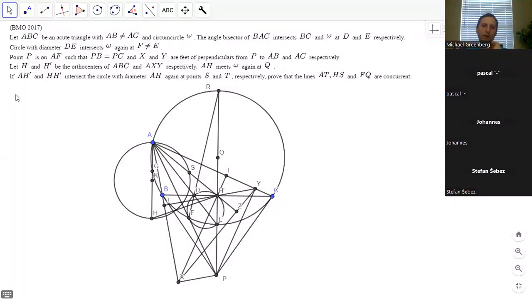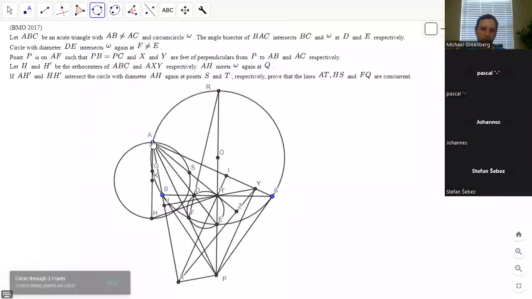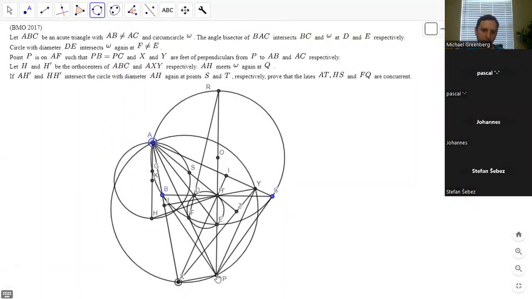So actually, it's well known because if we draw this circle, then XY is the Simpson line of P with respect to AXY, and it's well known that the Simpson line bisects the segment that connects P to the orthocenter, right? Yeah, but H prime is not the orthocenter, it is the midpoint of BC. Okay. Well, at least that's how I defined it. Okay.